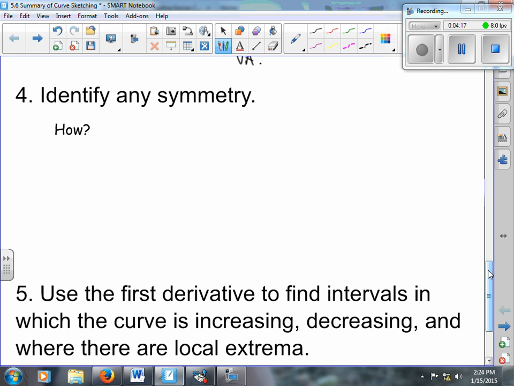The next thing to consider is finding symmetry. If you know there's symmetry in a function, it makes it much easier to graph. So I do recommend you do this. How do you do that? Well, you take your function and you replace the x with negative x. And so then you look at what you have. If that is the opposite of what you started with, then this is an odd function, and odd functions have origin symmetry.